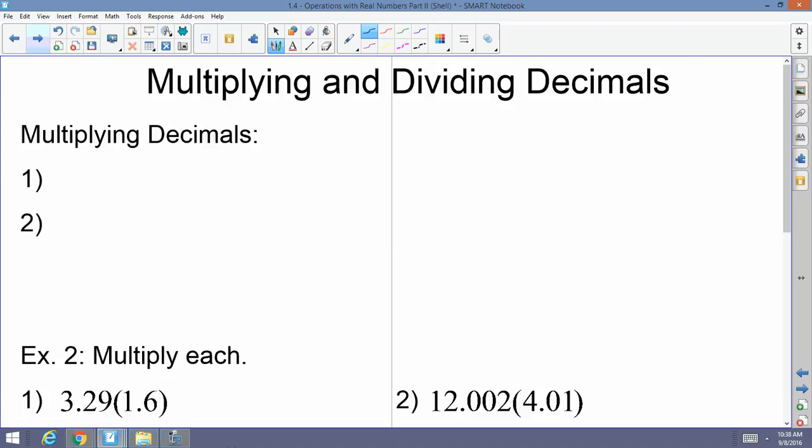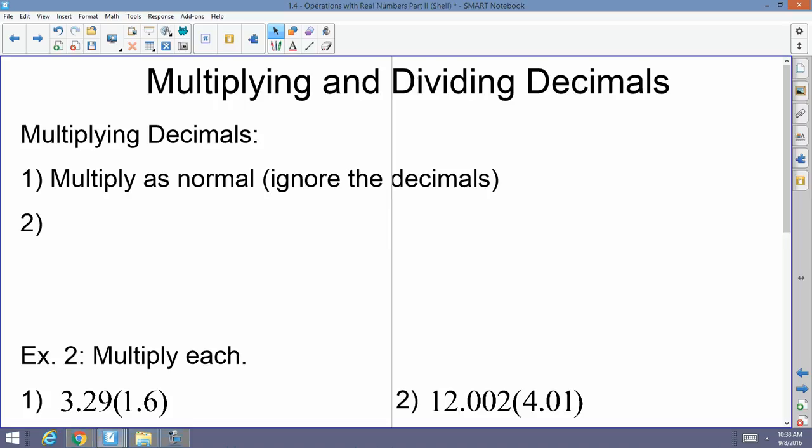Okay, multiplying and dividing decimals. First one, multiplying decimals. Very simple. When you're multiplying decimals, you're going to first multiply as normal. That means multiply as normal. Ignore the decimal. Just ignore the decimal. Multiply as normal.